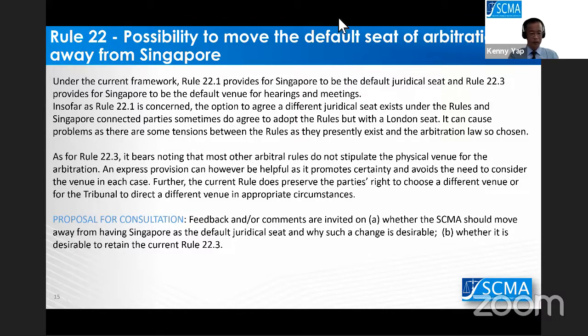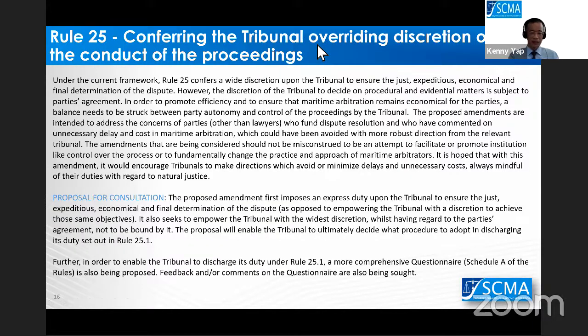Moving on now to the next slide, Rule 25. This is on the issue of conferring the tribunal with overriding discretion over the conduct of the proceedings. Under the current framework, Rule 25 confers a wide discretion upon the tribunal to ensure the just, expeditious, economical, and final determination of the dispute. However, the discretion of the tribunal to decide on procedure and evidential matters is still subject to the parties' agreement. In other words, party autonomy prevails.